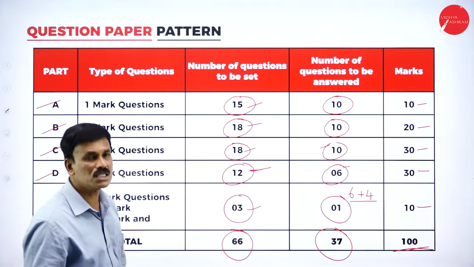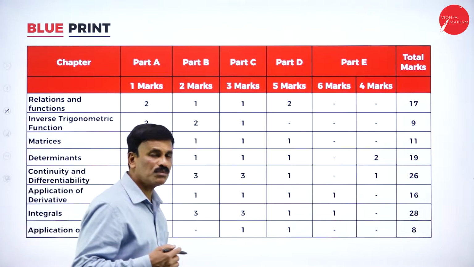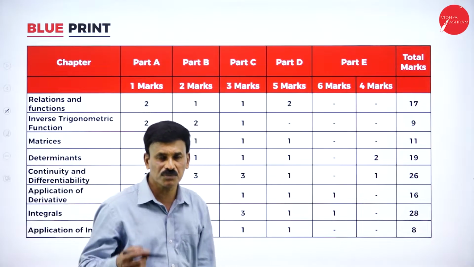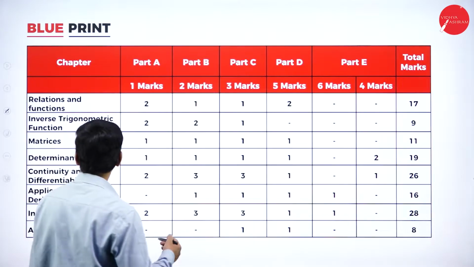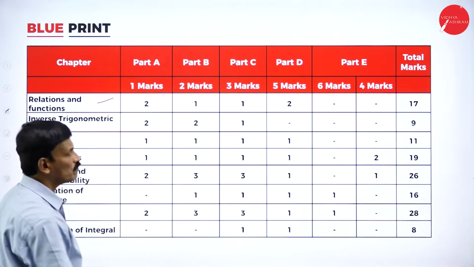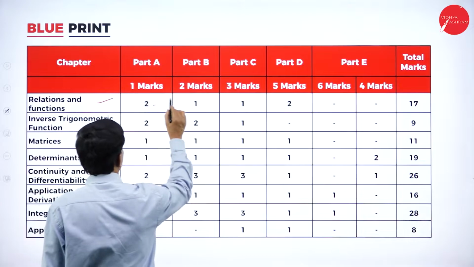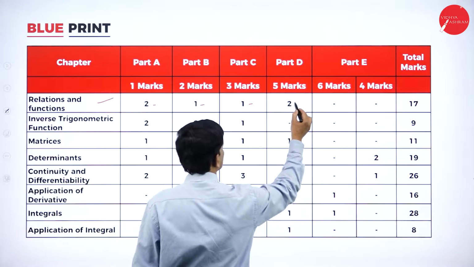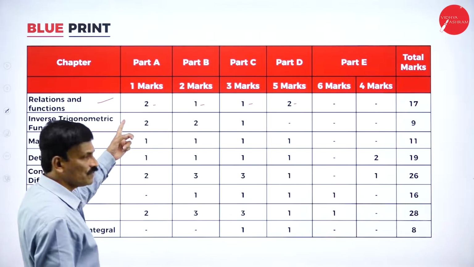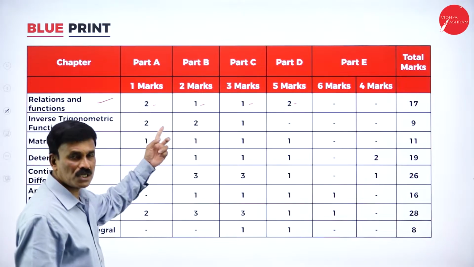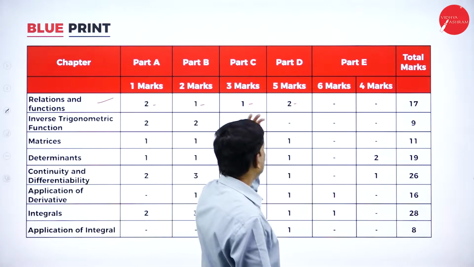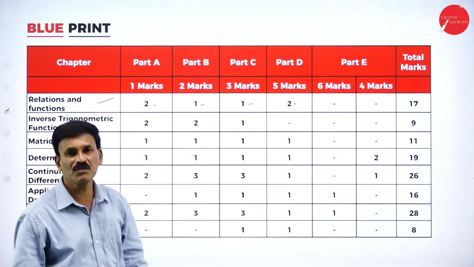Now let me discuss regarding the blueprint. How are the questions distributed? How many questions you are going to get in chapter 1, chapter 2, chapter 3, like that. The first chapter is relations and functions. There are 2 1 mark questions, 1 2 mark question, 1 3 mark question and 2 5 mark questions. Here you may expect problems based on the definitions and simple problems related to relations and functions. Whereas in 5 mark questions you may expect the question from invertible function.